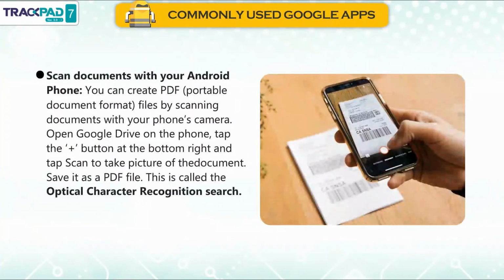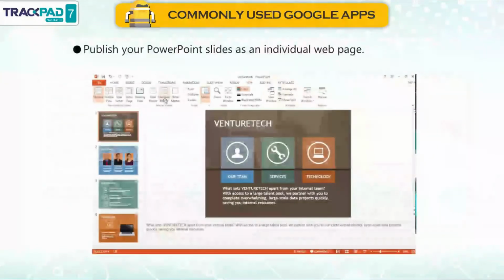Scan documents with your Android phone. You can create PDF, portable document format, files by scanning documents with your phone's camera. Open Google Drive on the phone, tap the plus button at the bottom right, and tap Scan to take a picture of the document. Save it as a PDF file. This is called the Optical Character Recognition Search.